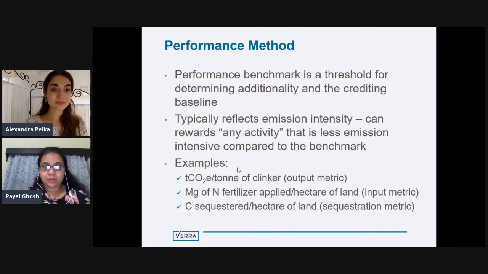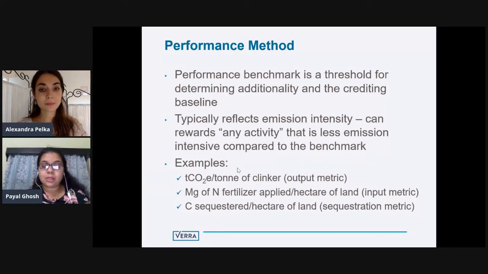So this is about the performance method. The performance benchmark is again a threshold for determining the additionality. There are examples, for example, tons of CO2 emitted per ton of clinker, which is an output metric. Then there could be input metrics, for example in fertilizers, or carbon. There is also the sequestration metric, where there is the amount of carbon sequestered per hectare of land. So these are different kinds of tools that could be used for demonstration of additionality.